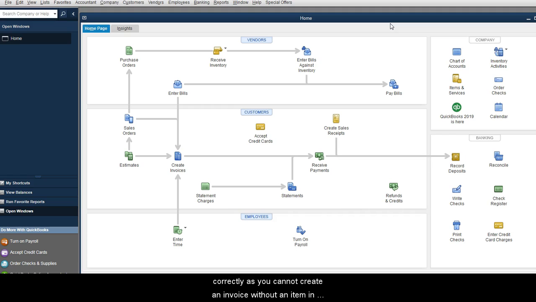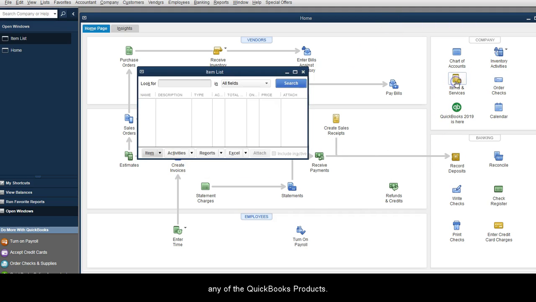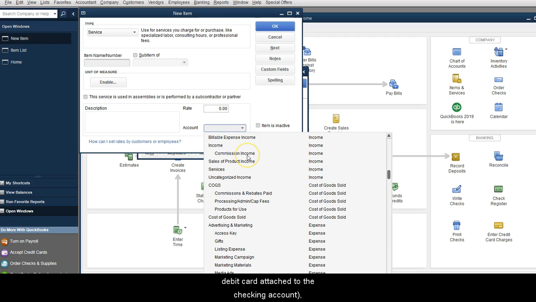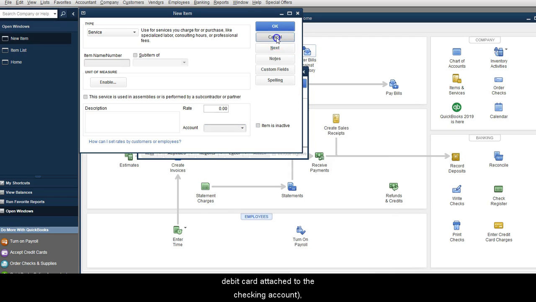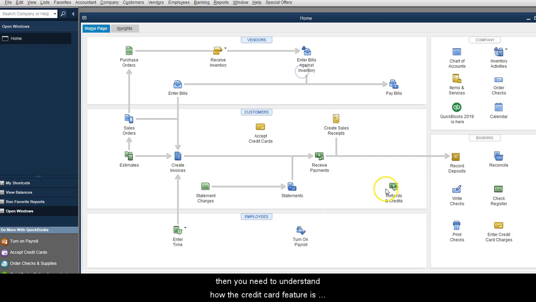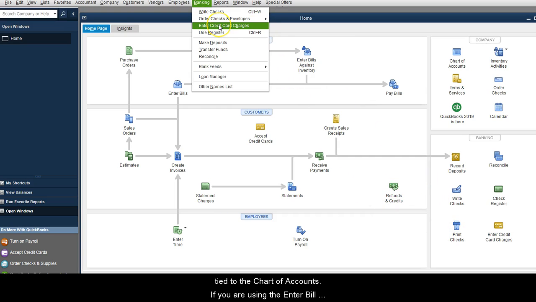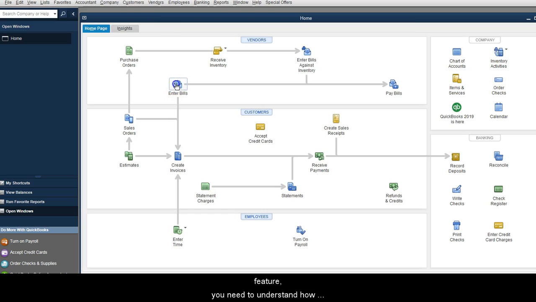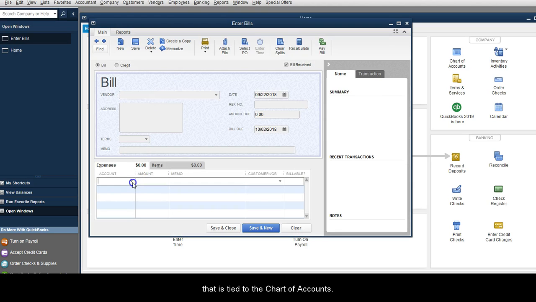As I mentioned earlier, each transaction is tied to the chart of accounts. What does that mean? When you create an invoice, the item must be set up correctly, as you cannot create an invoice without an item in any of the QuickBooks products. If you are using a credit card, not to be confused with a debit card attached to the checking account, then you need to understand how the credit card feature is tied to the chart of accounts. If you are using the Enter Bill feature, you need to understand how that is tied to the chart of accounts.